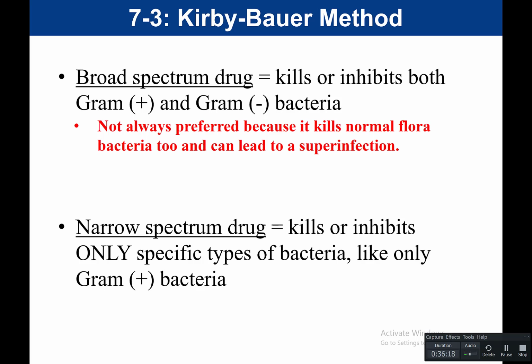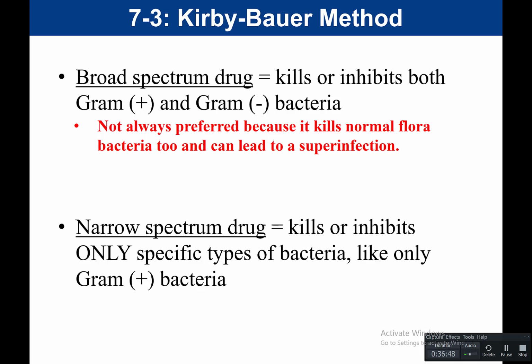So if we look at our antibiotics, we can break them down into two main categories. We can call a drug a broad spectrum drug, and that means that it kills or inhibits both gram-positive and gram-negative. Broad spectrum means it targets a variety of different microbes. It's not only targeting one type, it's targeting multiple types of microbes.